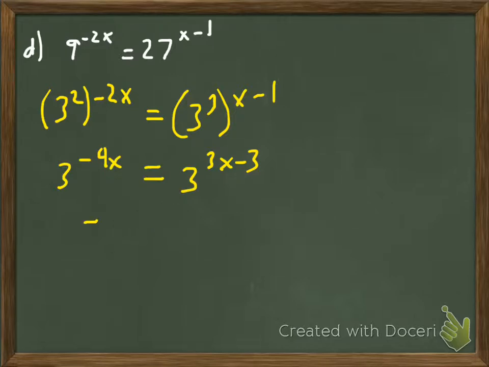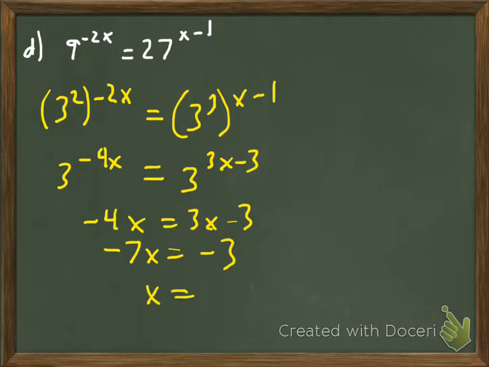I can set the exponents equal to one another. -4x equals 3x minus 3. So -7x equals -3. And then x is going to be equal to 3/7. A little bit tougher to check, but I think you know the method well enough now to know that that works. Great. Got one more example for you, and this one's going to be really tough. Let's check it out.